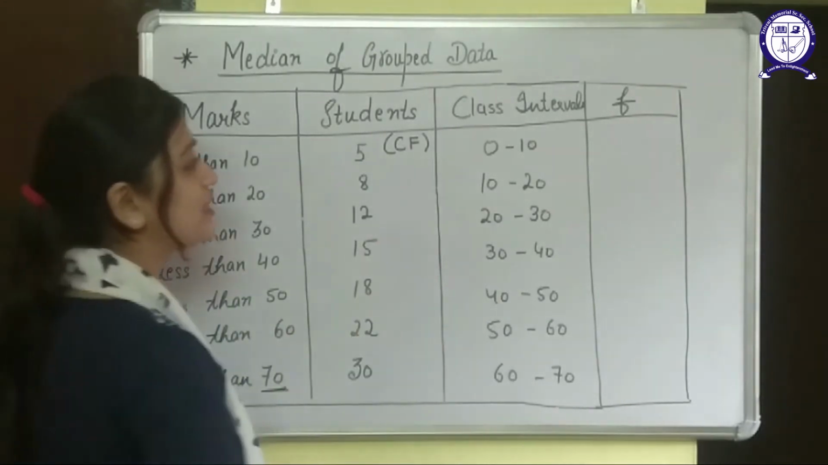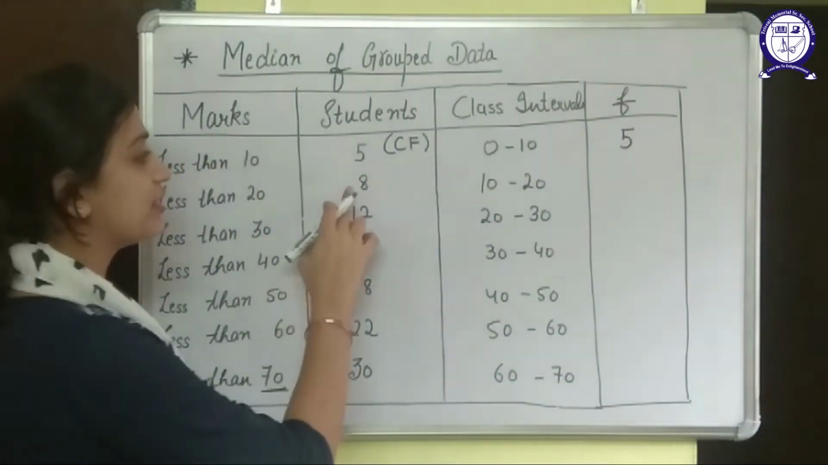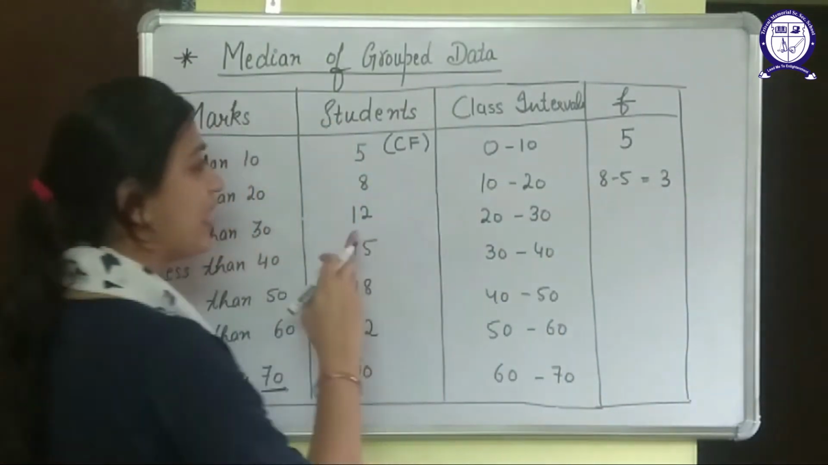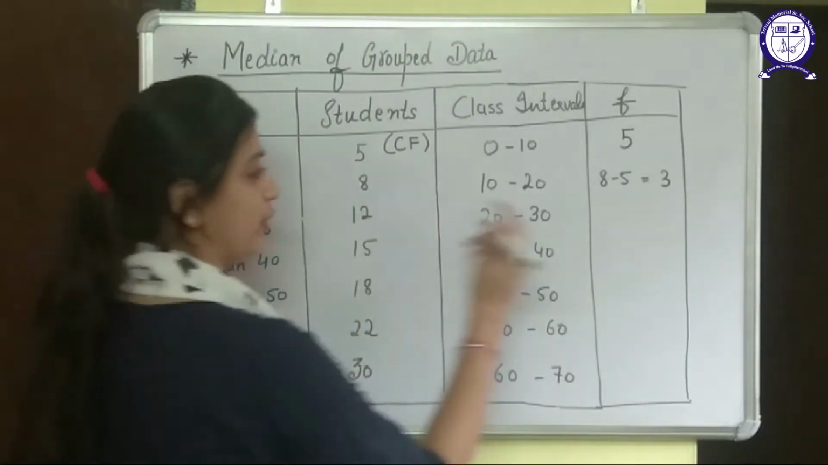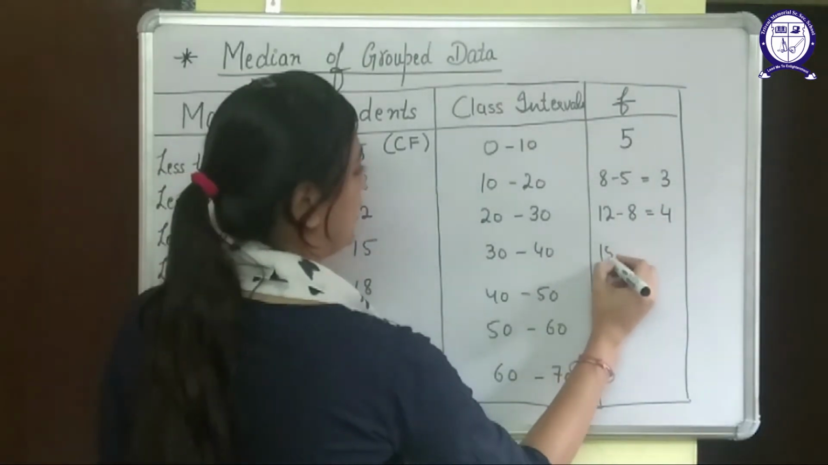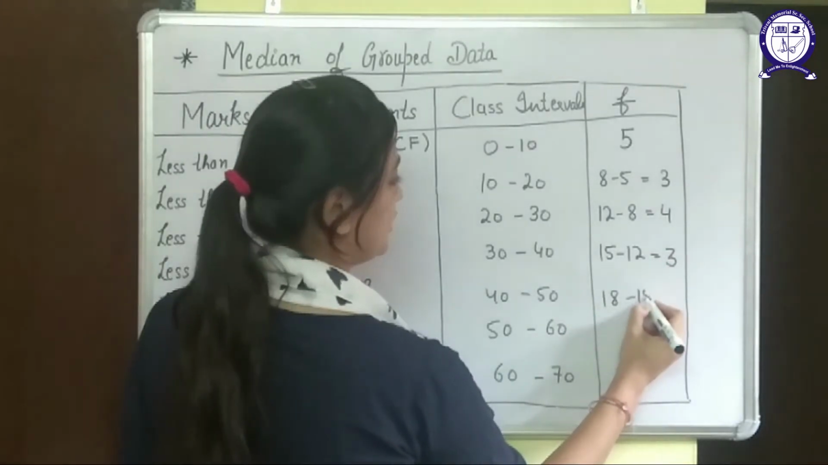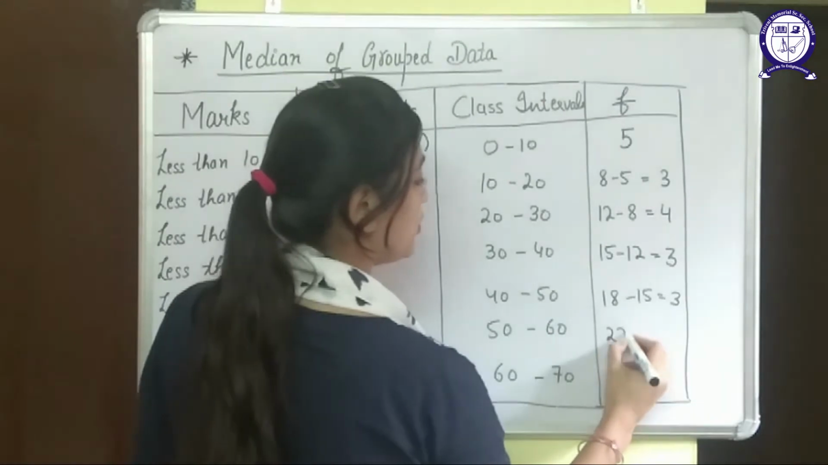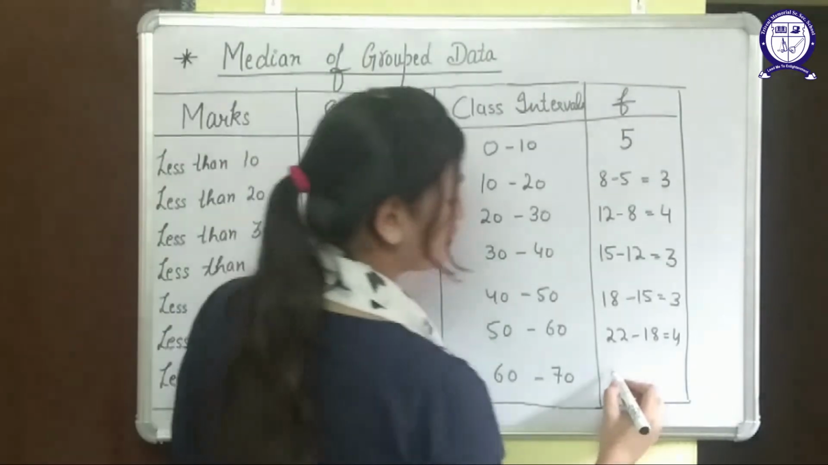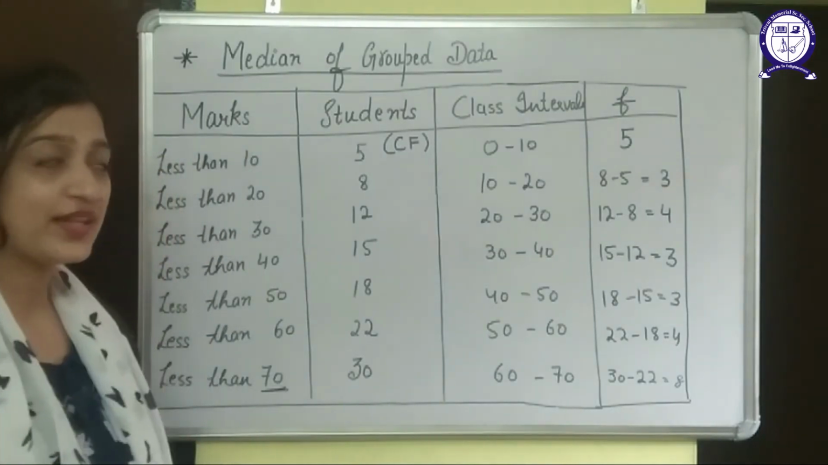So the first one will be the same, that is my 5. Now to find the second one, I will subtract 8 and 5. So it will be 3. Then I will subtract 8 from 12. 12 minus 8, that is 4. Then 15 minus 12, 3. 18 minus 15, 3. 22 minus 18, 4. And last 30 minus 22, that is my 8.